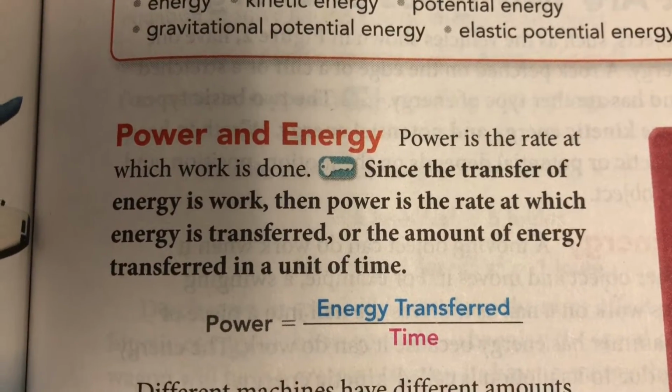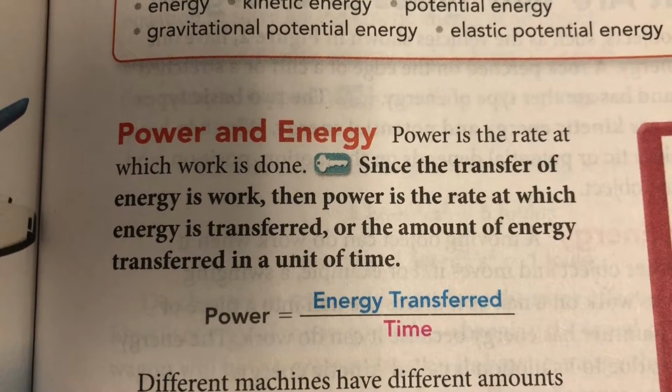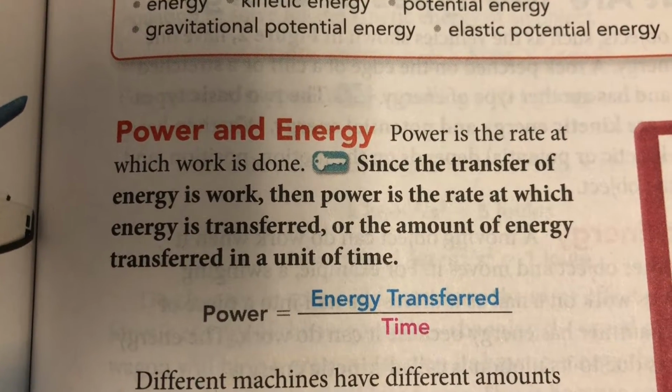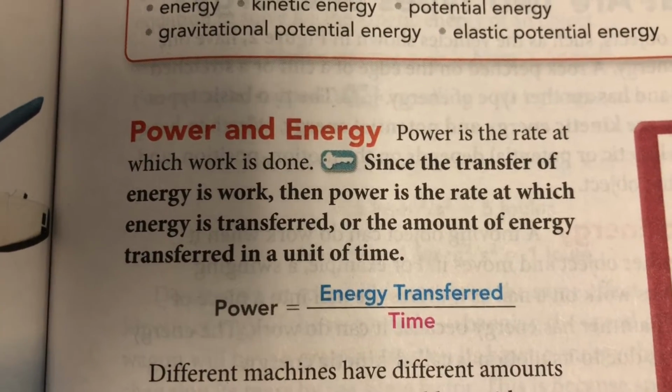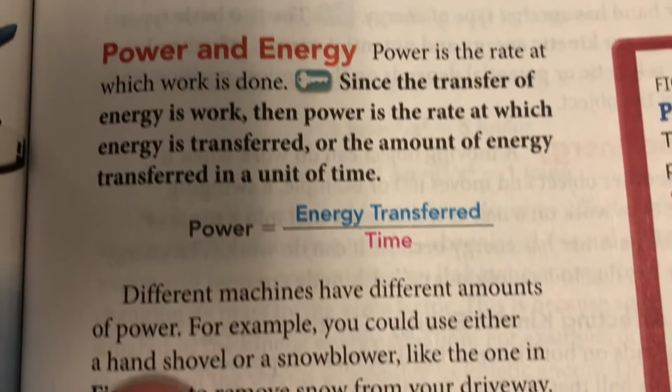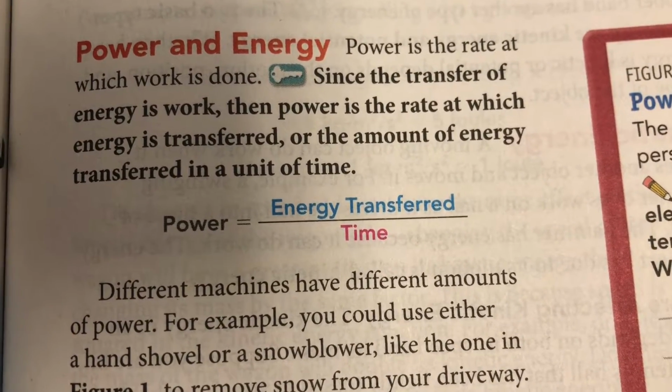Power and energy. Power is the rate at which work is done. Since the transfer of energy is work, then power is the rate at which energy is transferred, or the amount of energy transferred in units of time. Here you can see the formula. Power equals energy transferred divided by time.